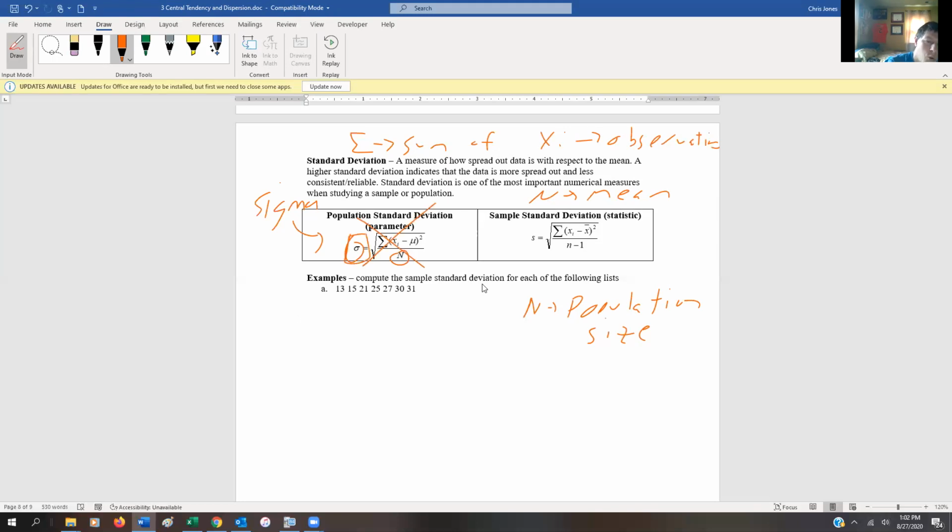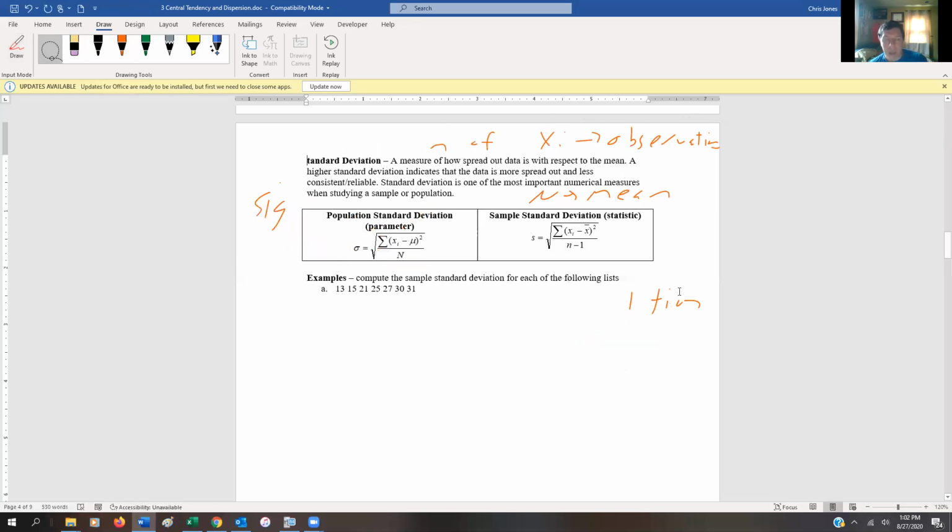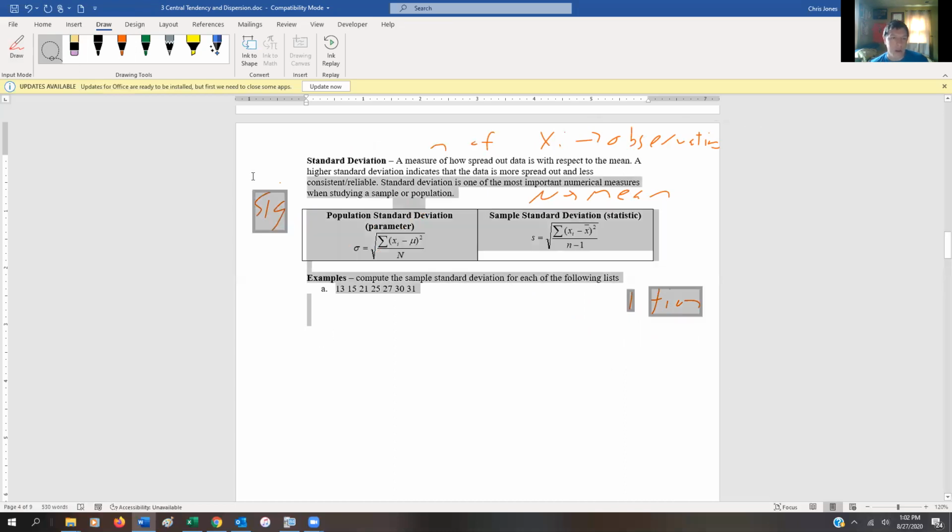The good news is for us, I'm never going to ask you to compute this. You will have to know what sigma means, but very rarely in real life do we ever compute the population standard deviation. Okay? Most of the time it's just given to us. All right, so just making sure we understand what those symbols mean. Now sample standard deviation though, I will ask you to be responsible for and to be able to compute. All right, so let's go through and talk about what that is.